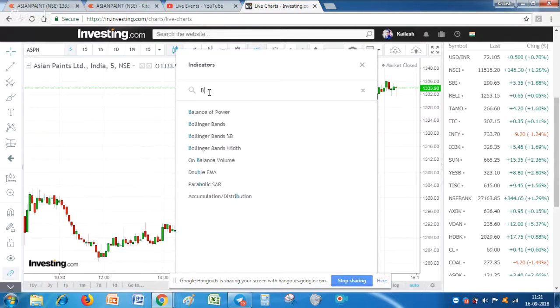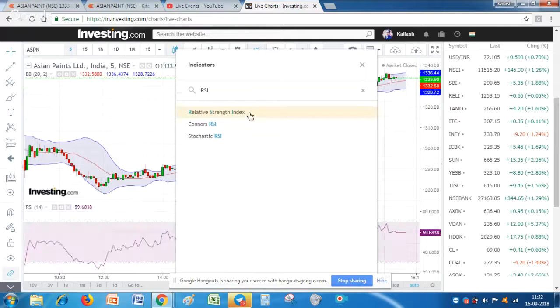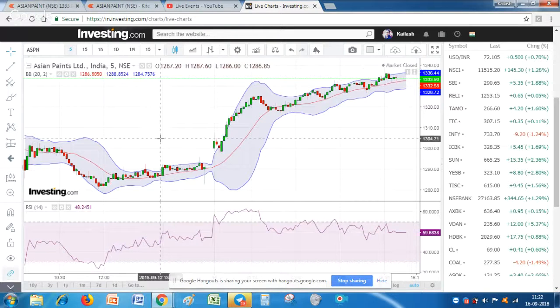So friends, I will type here Bollinger. You could see here, friends, Bollinger Bands as an indicator has appeared on the screen. So let us add volume also. Let us add RSI also. These things have no relevance to the main indicator, but we can take them as a secondary confirmation. Friends, these things can be taken as secondary confirmation. Okay, so I have added RSI and Bollinger Band.